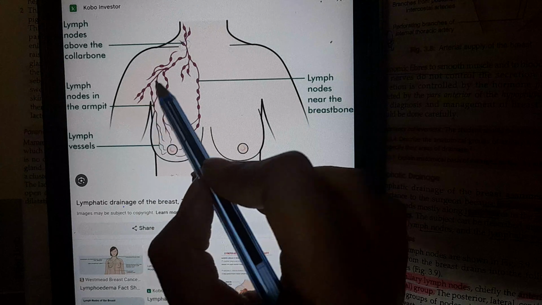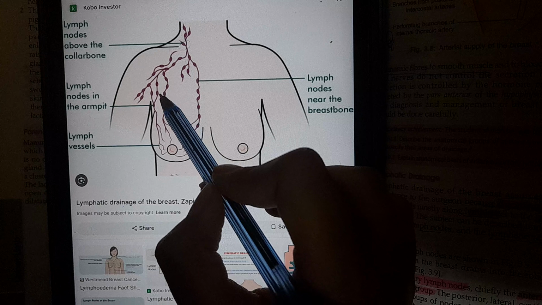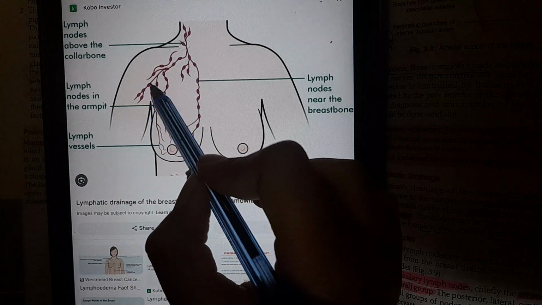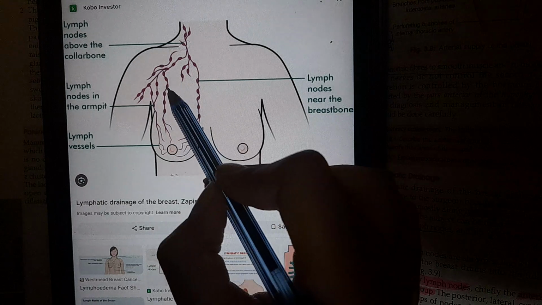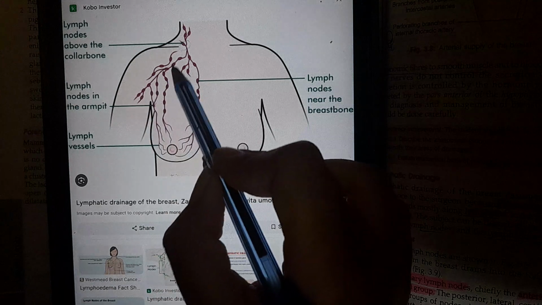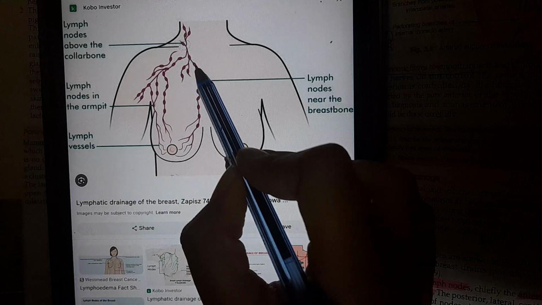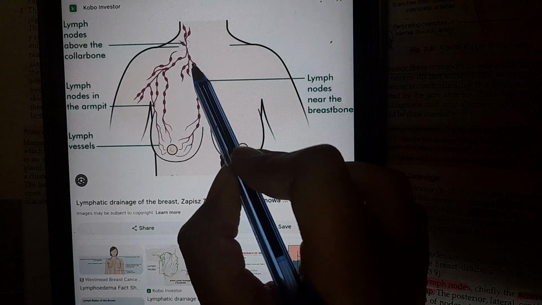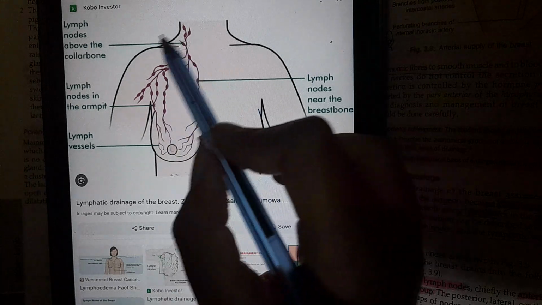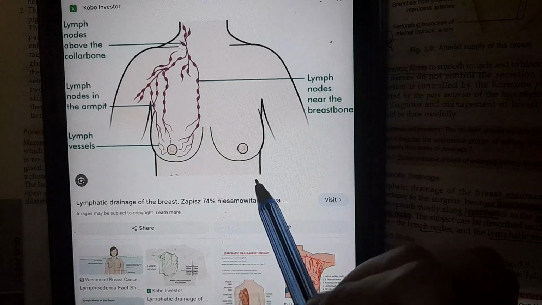Now, the lymph nodes in your armpit or your axilla are divided into the anterior group, the posterior group, the lateral group, and the central group. Connecting these nodes, you see these dilated portions, these are nodes, and between the nodes there are linkages. These linkages are known as vessels. So this is how your breast is drained. Now there are certain other ones which I will show you by name.